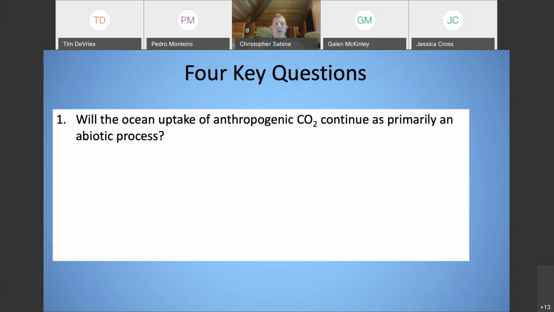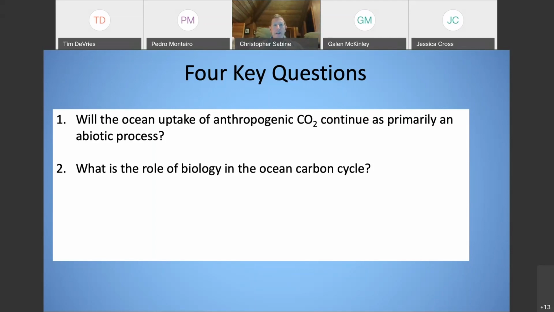So we came up with 4 key questions that we thought were important to address. The first one, of course, is will the ocean uptake of anthropogenic CO2 continue primarily as an abiotic process? It's been presumed that all this anthropogenic uptake is just a passive uptake of CO2 into the ocean as atmospheric CO2 increases. But of course, ocean acidification and all the various feedbacks, some of which we talked about today, particularly in the Arctic, could change the rate of ocean uptake in a way that involves biology or processes other than what we think have been the dominant processes over the past few decades. Next.